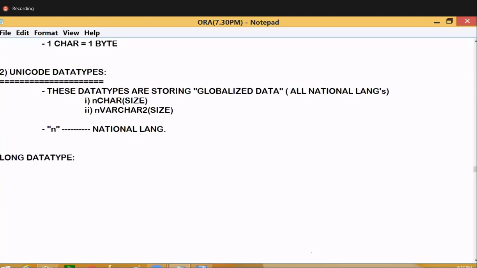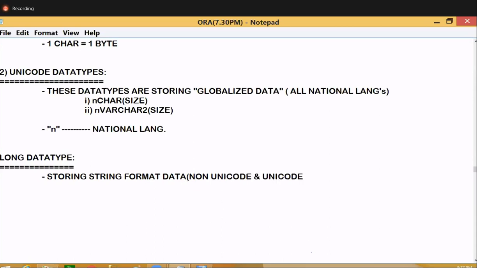Long data type is also storing string format of data, but here both non-Unicode and Unicode will be stored, both types, global and local. So localized data, non-Unicode characters, and globalized data, Unicode characters, both are stored.